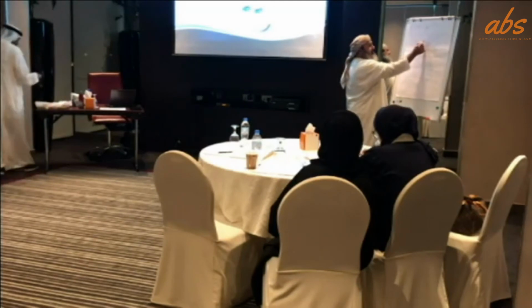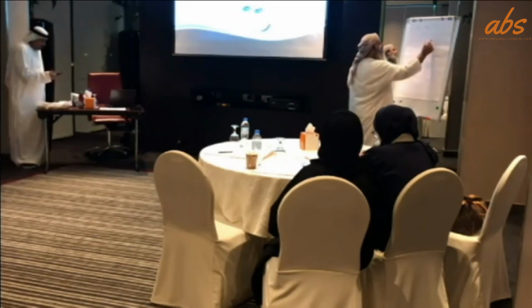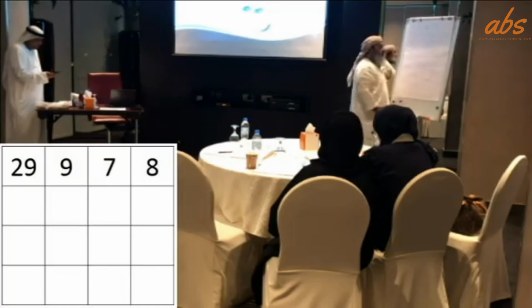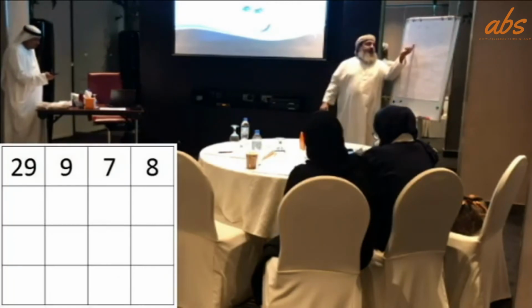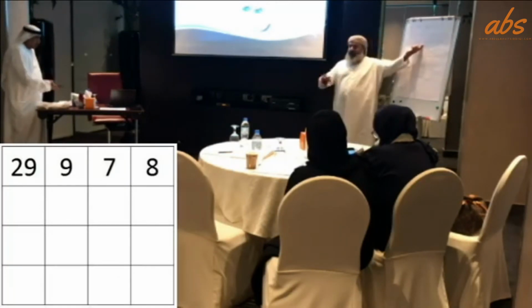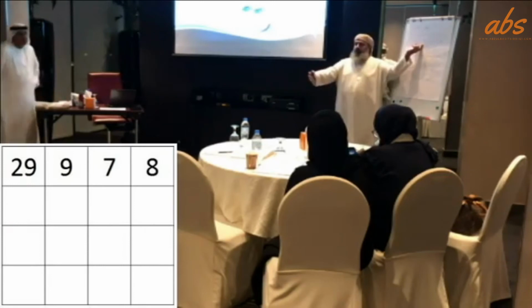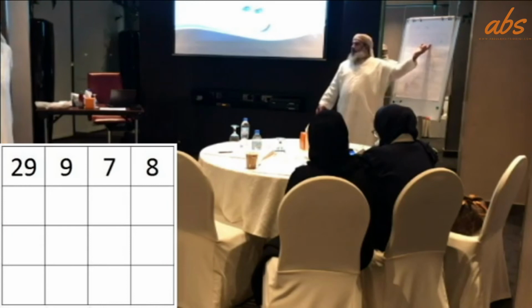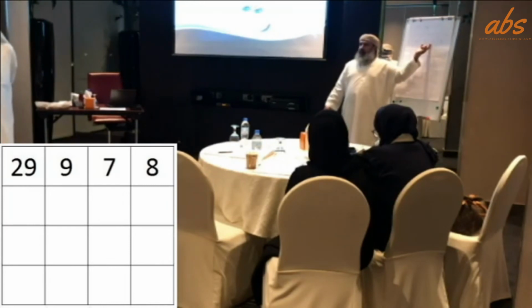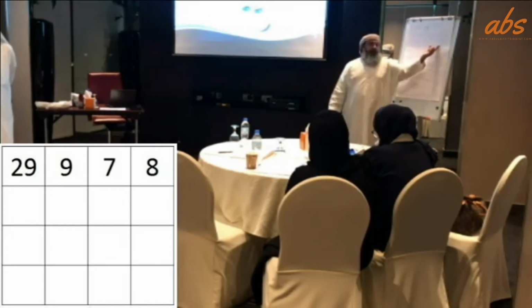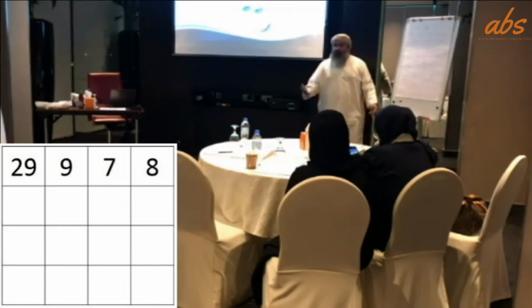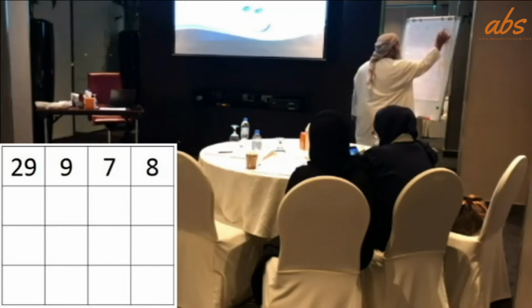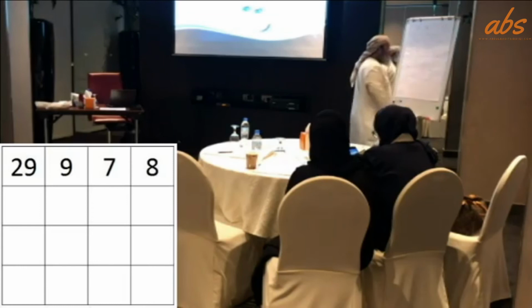September is 9, right? Yeah, nine. September is 9. 78. So let's add them. 29 plus 9 is, this we have to do on calculator. So 28 plus 7 is, so we'll calculate. Yeah, 35. 35 plus 8 is 43. So let's say this 43 is your magic number.